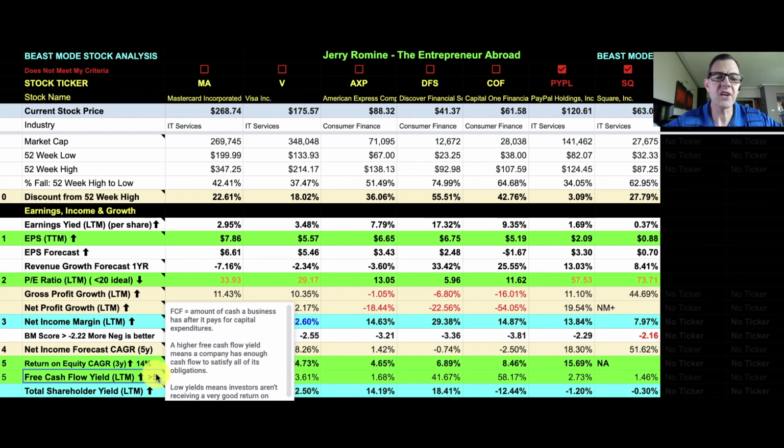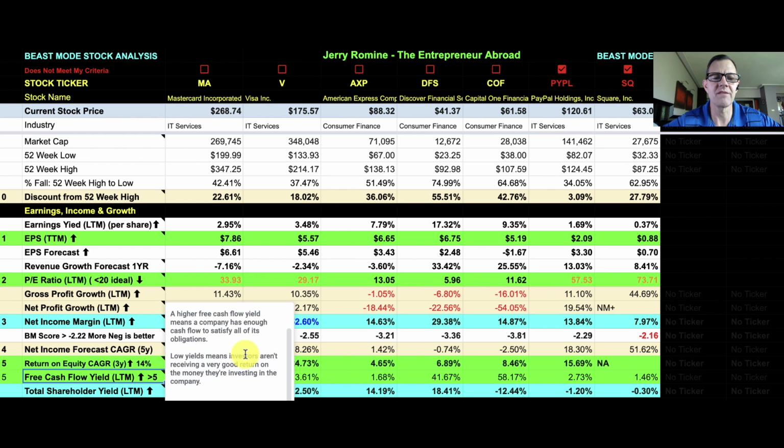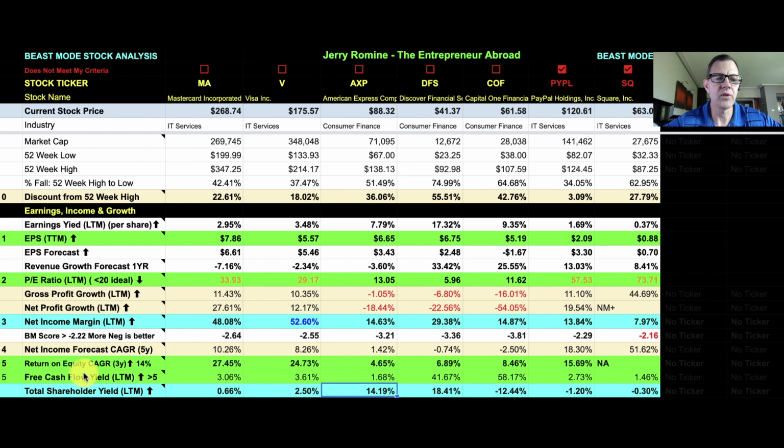All right, the free cash flow yield is the amount of cash a business has after it pays for capital expenditures. A higher free cash flow yield means a company has enough cash flow to satisfy all of its obligations. Low yields means investors aren't receiving a very good return on the money they're investing in the company. So for the free cash flow yield, we want that number to be ideally above 5, and we can see where the numbers are coming in, and of course, they vary from company to company.